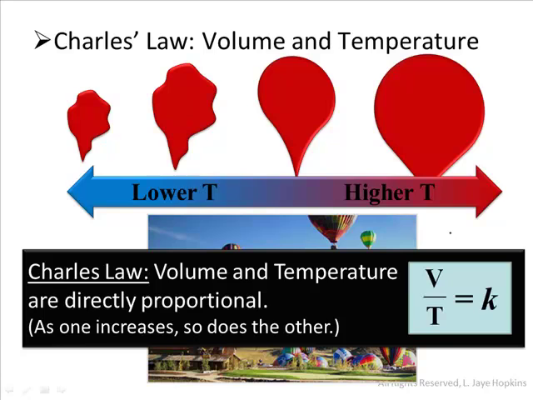Charles' law says that volume and temperature are directly proportional. As one increases, so does the other. So like Gay-Lussac's law, it can be written as an expression or it can be written as a fraction that equals a constant. Typically something like V over T equals K.